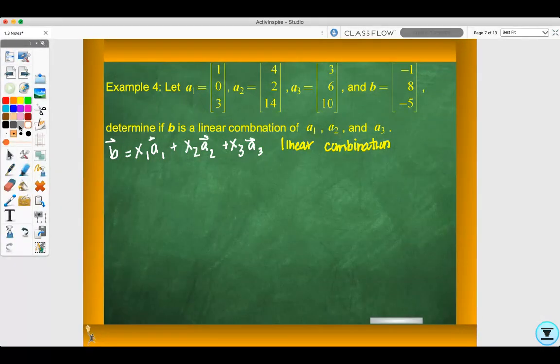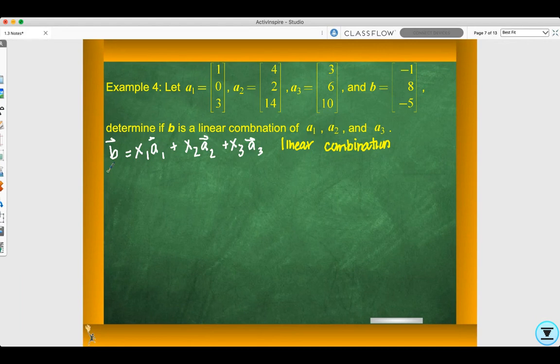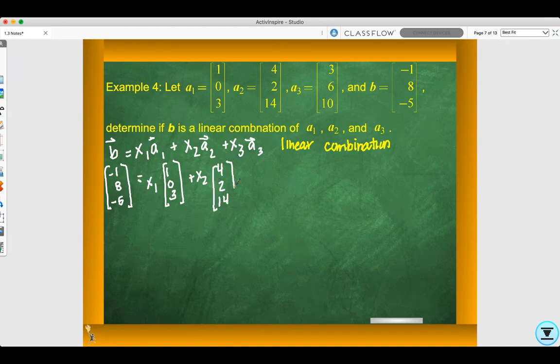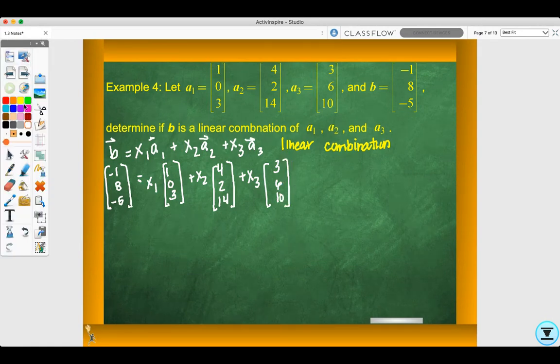Next, let's write that linear combination as a vector equation. So vector B was -1, 8, -5, and that would equal x1 times vector A1, which is 1, 0, 3, plus x2 times vector A2, which is 4, 2, 14, plus x3 times A3, which was 3, 6, 10. This is my vector equation.